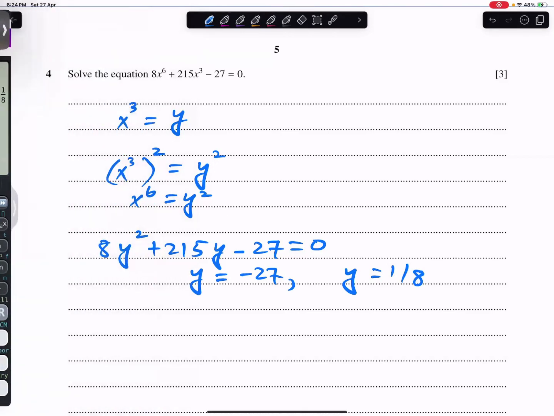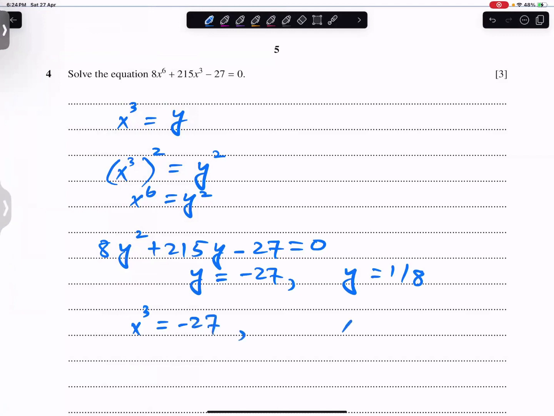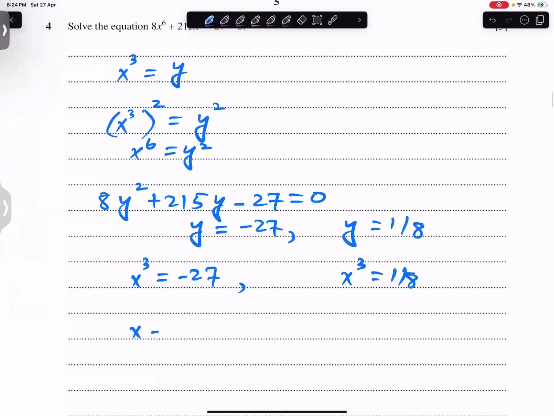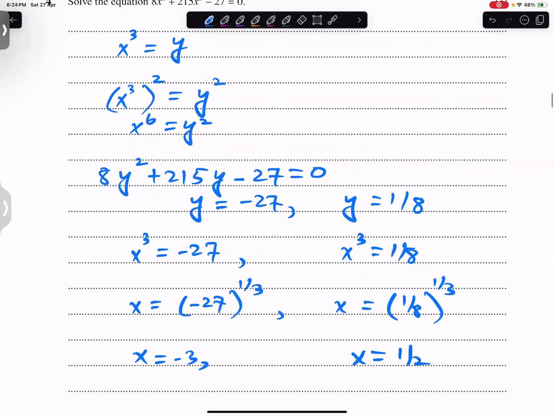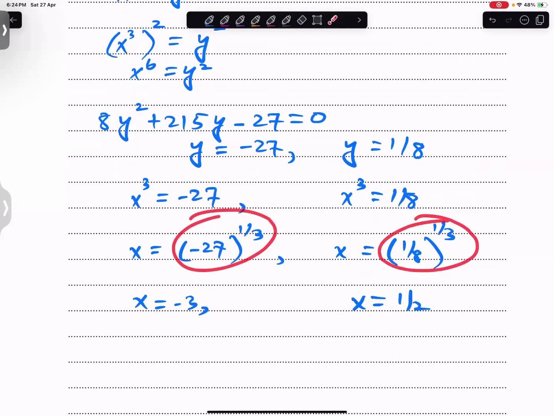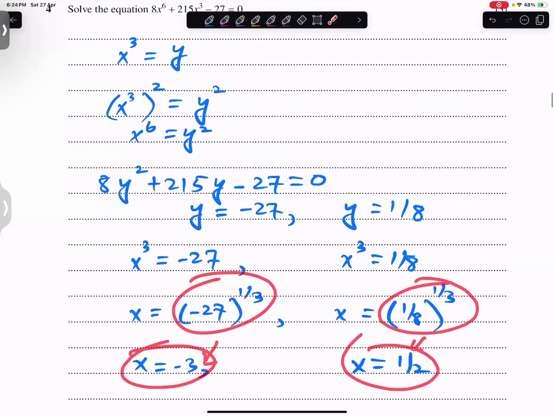So my y is actually x cube. x cube is minus 27 and x cube is 1 over 8. Let's take cube root. So we can take cube root of some negative number also, okay? So let's put this in calculator. And you will get x is equals to negative 3 and x is equals to 1 over 2. Let's put these values in calculator. You will get these answers. So these are the two values of above equation solution.